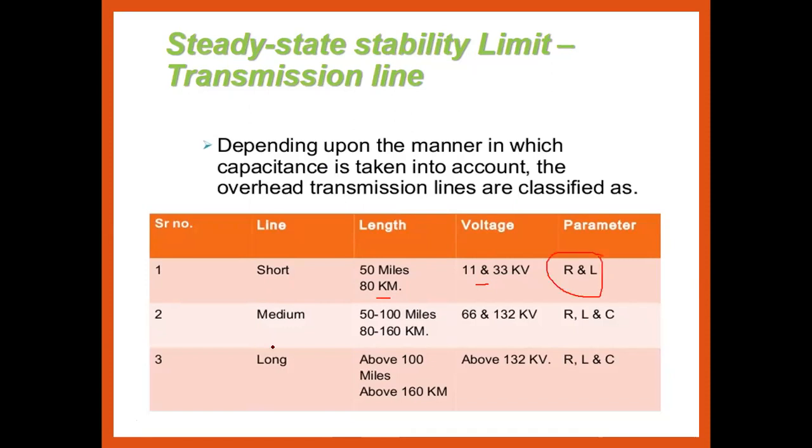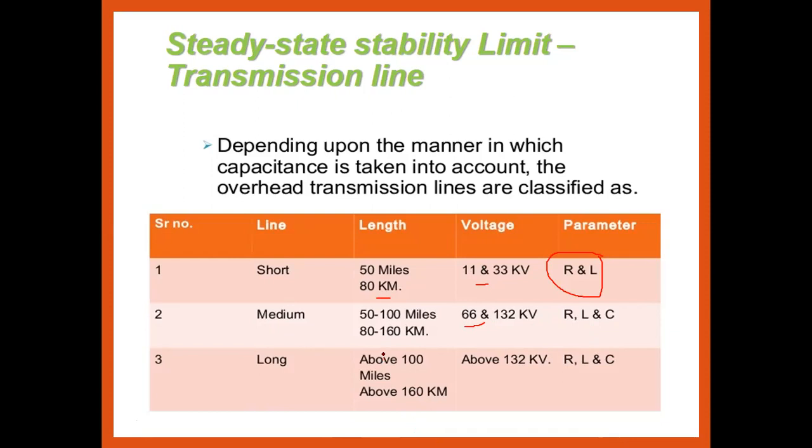Okay, with reference to the medium one, it's 80 to 160 kilometers, and its voltage range will be 66 to 132 kV. While calculating the steady state and drawing its equivalent diagram, we need resistance, inductance and capacitance as well. Same for the long transmission line, having a length above 160 or 200 kilometers, above 132 kV with reference to the voltage range, and RLC is again one of the electrical parameters of the long transmission line.